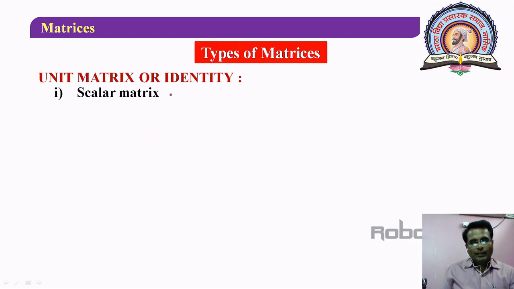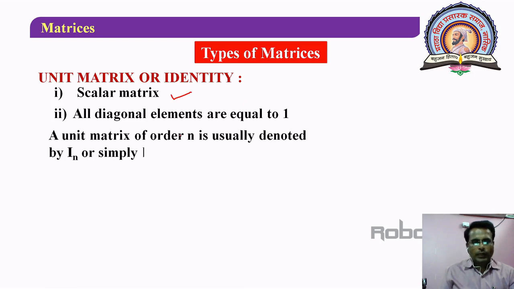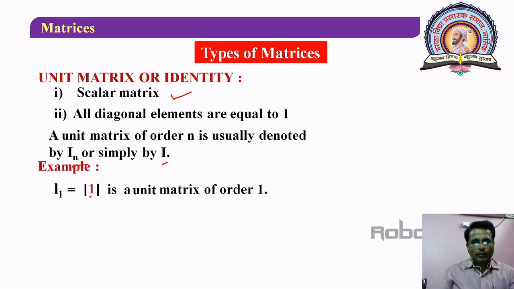It is a scalar matrix, which means it is a square matrix, it is a diagonal matrix, and it is a scalar matrix in which all diagonal elements are equal and equal to 1. A unit matrix of order n is usually denoted by In or I. Here we can consider an example: I1 is represented by a single element 1. It is a matrix of order 1 by 1.